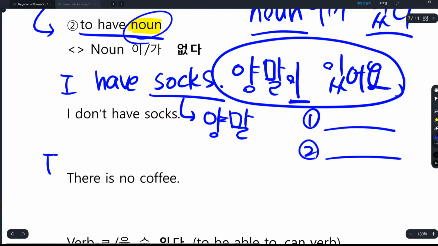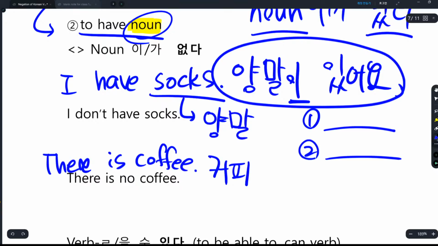And if you want to say there is coffee, you can say 커피가 있어요. Right? So it's always followed by the subject marker.